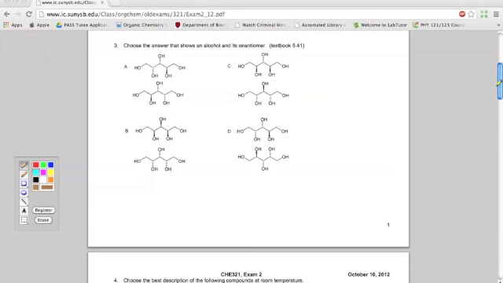So what do we know about enantiomers? Enantiomers are non-superimposable mirror images. So we're literally going to take these molecules and we're going to draw the mirror image of them and see what we get. So let's start with A over here.